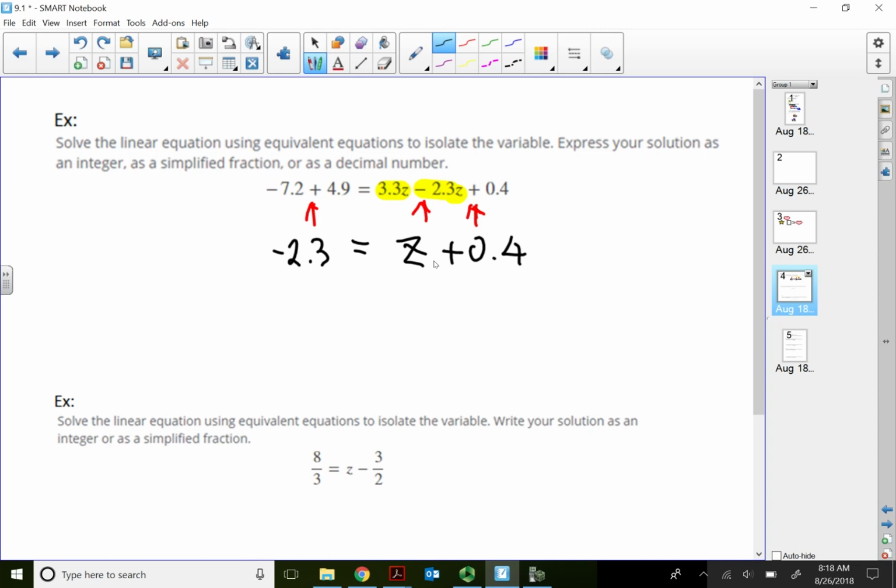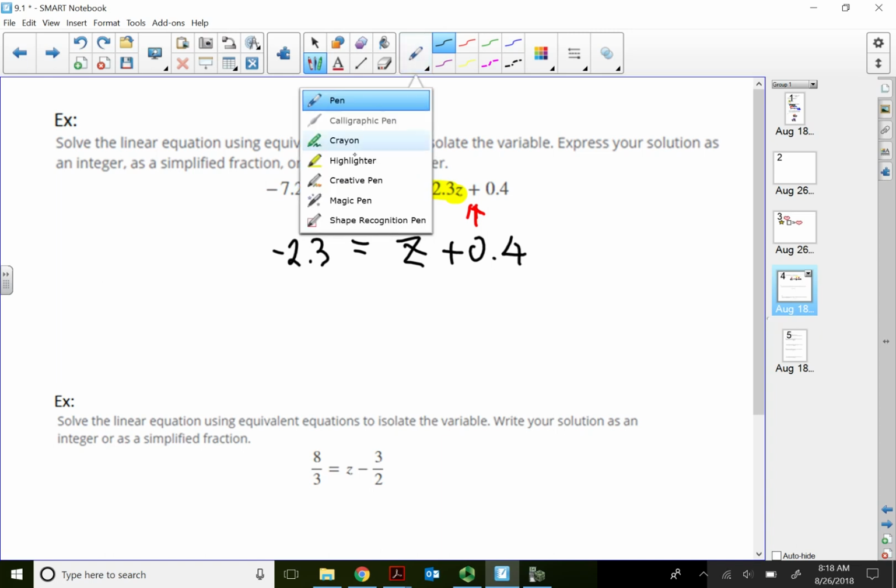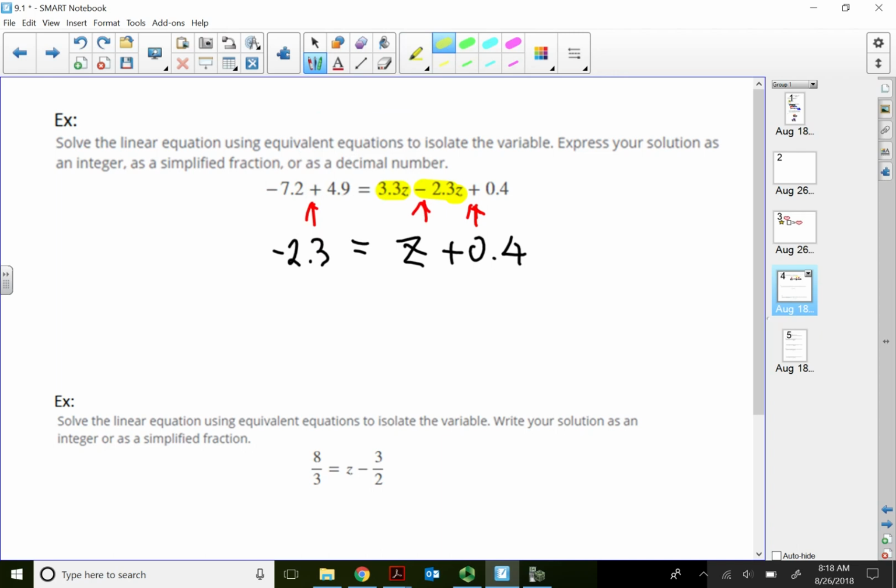So step number 4. Before you move any terms, find your variable term. My variable term is z. It's positive, so I let it stay there on the right hand side. That means everybody else got to go to the opposite side of the equal sign. So I will pick up my positive 0.4 and move it to the left side. So now the right side, I still got my z equals. The left side still got negative 2.3. Positive 0.4 comes over and becomes negative.